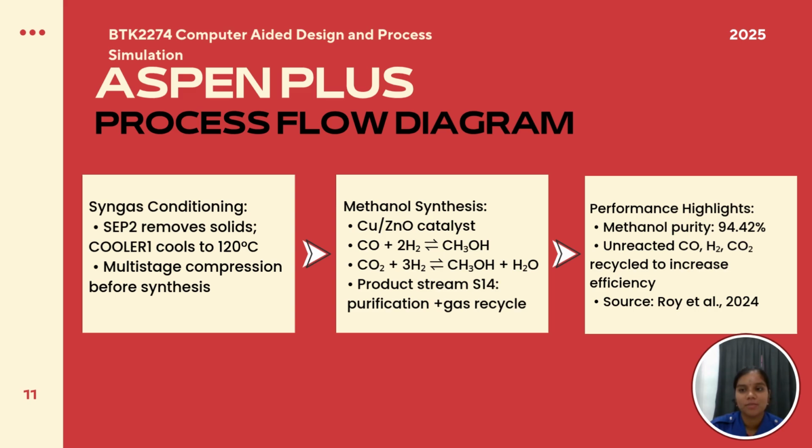The resulting stream, known as stream S14, goes through the purification process, where the unreacted gases such as carbon monoxide, hydrogen, and carbon dioxide are recycled back to the compressor to improve efficiency and reduce the waste. Finally, the process achieves a methanol purity of 94.42%, making it suitable for downstream applications. Again, this simulation highlights the potential of biomass gasification as a sustainable route for methanol production.